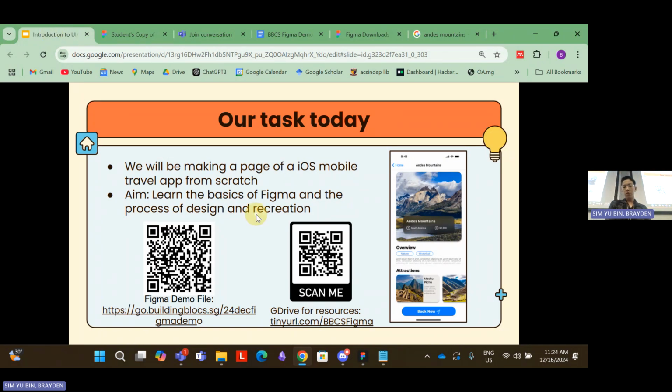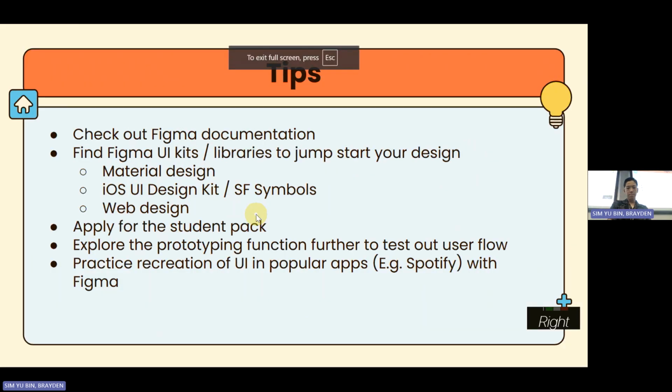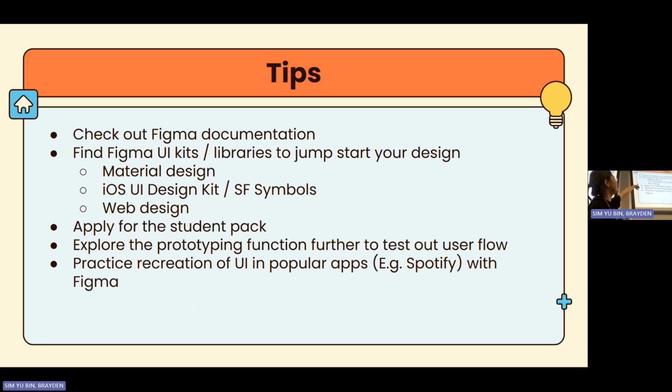Before we end off for the day, we have certain tips that we'd like to cover as a closing. Like Brayden said, we weren't able to cover everything today. As a closing word, you can check out the Figma documentation if you're interested to experiment more. Like I mentioned earlier, you have the Figma UI kit. Just now we covered the iOS UI design kit, but there are a lot of web design kits out there. There's also Material Design if you're doing Android app dev.